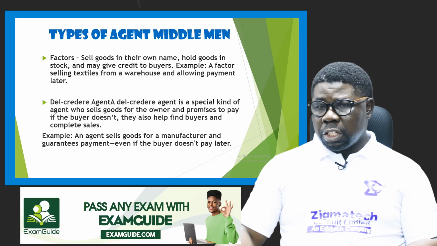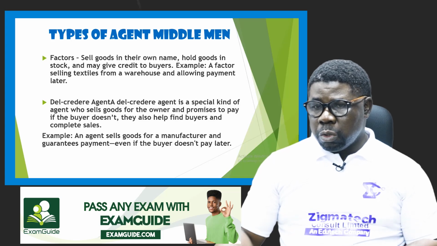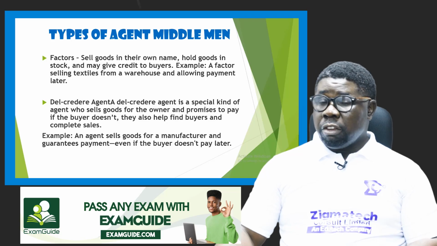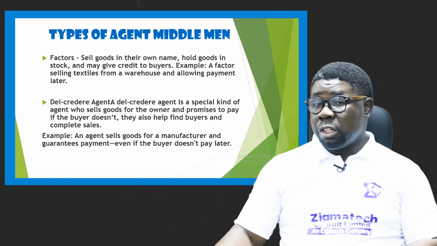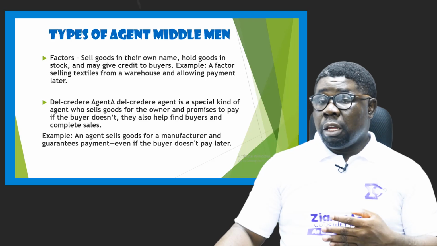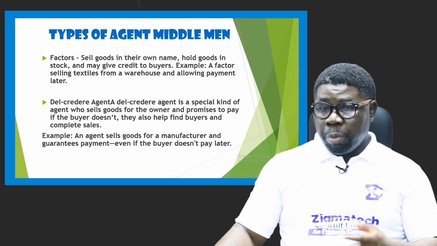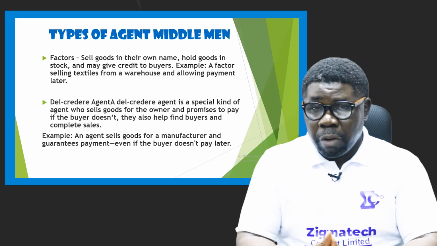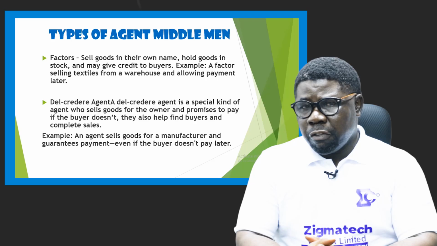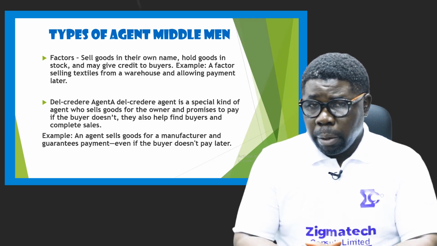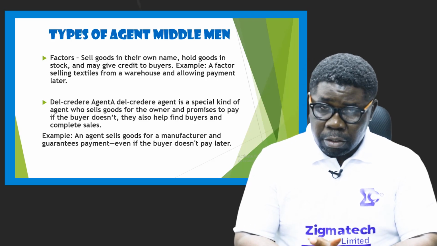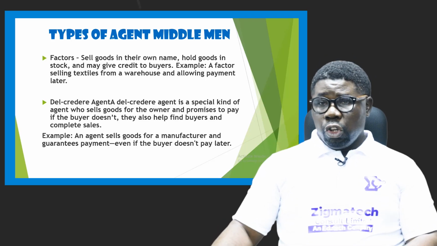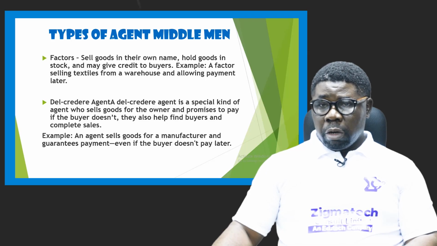Example, agents who sell goods of a manufacturer and guarantee payment even if the buyer doesn't pay. Whether it is goods, whether it is stock or whatever, these are people who can guarantee that the buyer must pay or will pay. If not, they will pay on behalf of the buyer. So yes, these are the things we should actually know. We have had very nice information about middlemen today, especially the wholesaler middlemen, right? So I thank you because I know that with this, you have actually learned much about middlemen.